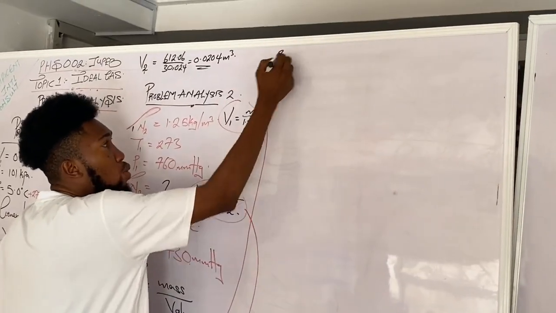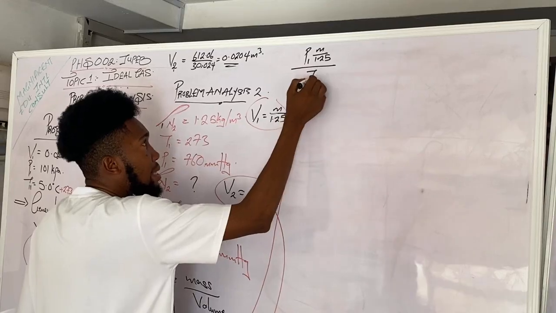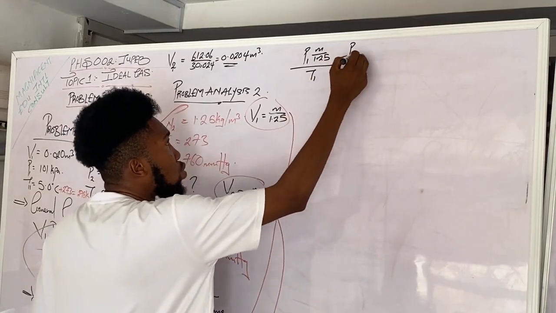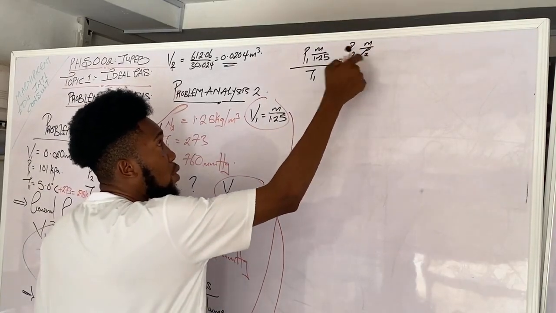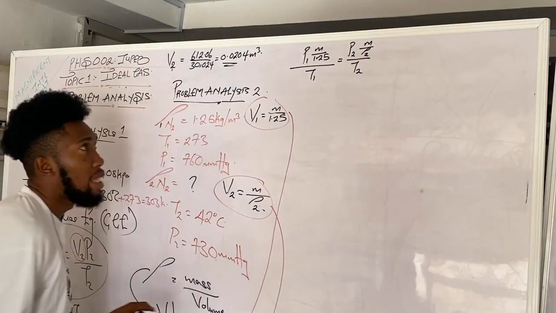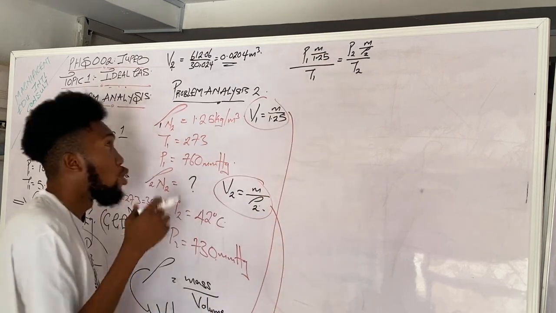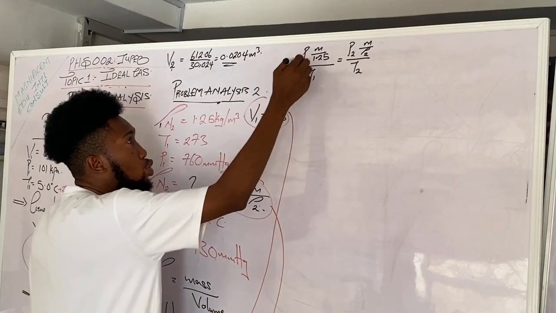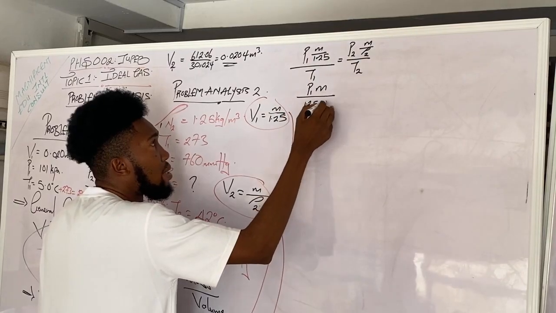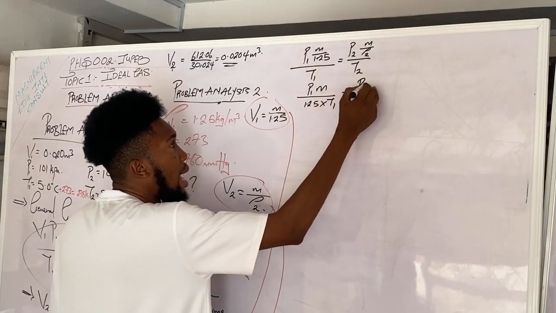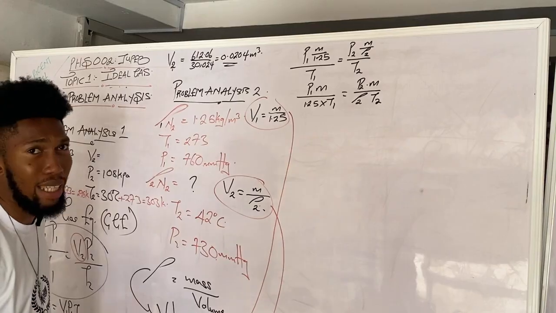P1, instead of writing V1, I'm writing M over 1.25 divided by T1, which is equals to P2. Then instead of writing V2, I'm writing M over real 2, which is what we're looking for, divided by T2. That's what we're doing. So when we solve this mathematically to make them look more simplified, it means that what we're having here is P1M divided by 1.25 times T1, which is the same thing as P2M divided by real 2T2. It's just basic mathematics that we are solving.